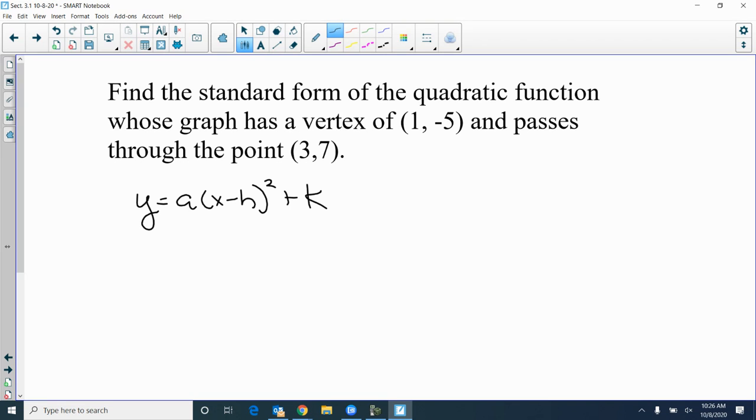What do we know out of those? Do I know h? h is 1. Do I know k? It's -5. So I know those. So I've got y equals a times x minus 1 quantity squared minus 5. What don't I know? I don't know a. Not sure what it is at this point. But if they give us another point, that's probably going to have something to do with it. Take that point, plug it in. Take this form right where you're at. Plug in 3, 7. 3 is going to go in for x.